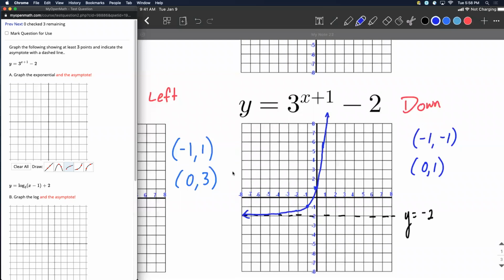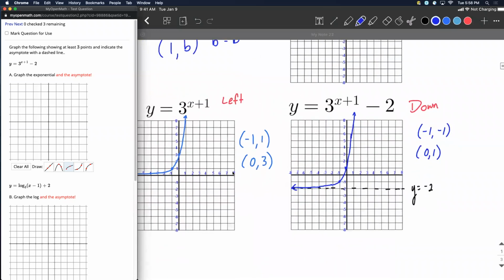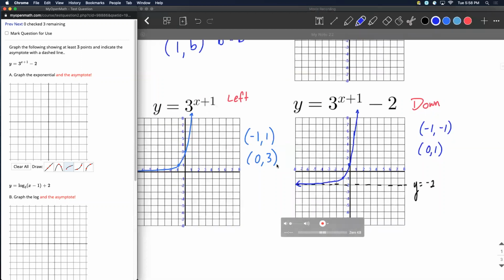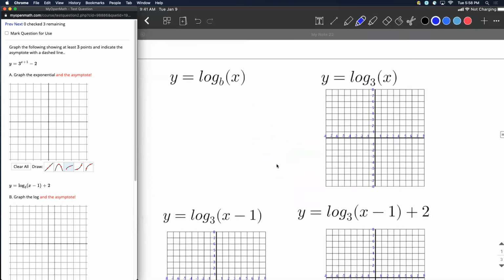All right, so as we take a look at that, we've got our key points, we've got our horizontal asymptote. At the end of this video, I'll show you how to get it into our homework system so that it likes it and we can get full credit for this. But before we get everything in there, let's go ahead and do one with logarithmic functions.